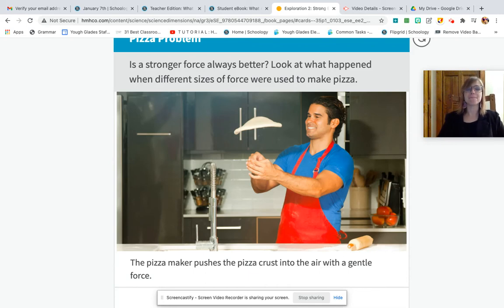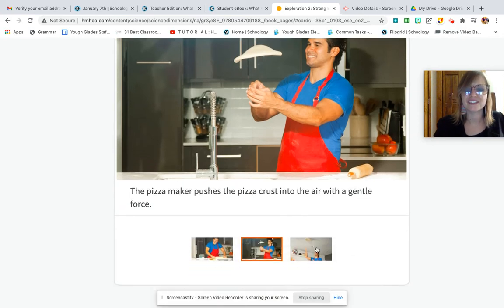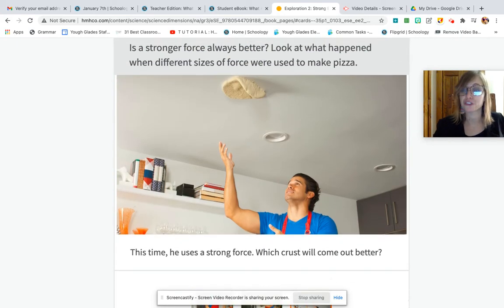So he pushes the pizza crust into the air with a gentle force. And look at it go. Now, let's see what happens when he uses a strong force. This time, he uses a strong force. Which crust will come out better? Well, this is an easy one, right? Look what happened to the crust that he was tossing. The crust he tossed up in the air with a strong force ended up on the ceiling. What good is a pizza on the ceiling? I don't think that's something he was aiming for.